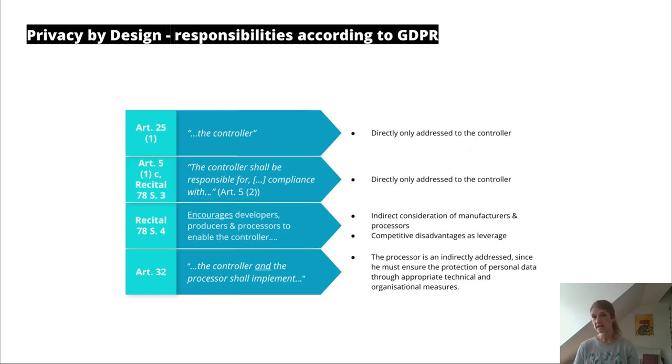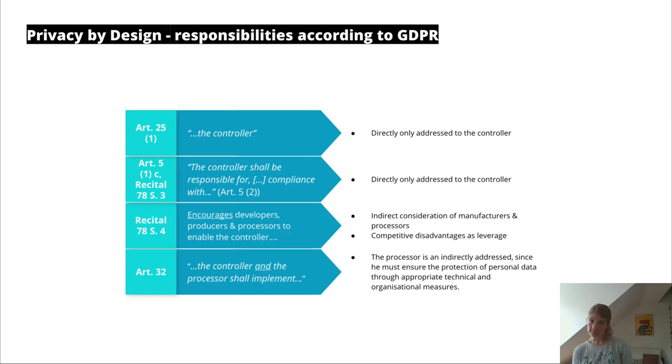We do have a recital. Recitals are designed to help with the interpretation of the law. And this Recital 78 says, of course, developers shall be encouraged to enable the controller to fulfill their responsibilities of privacy by design, or compliance with the General Data Protection Regulation. As you can see, that is very vague. First, it is not a law itself. It just helps with interpretation, and it does not clearly oblige a developer.